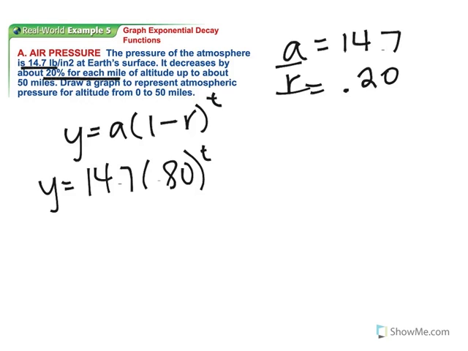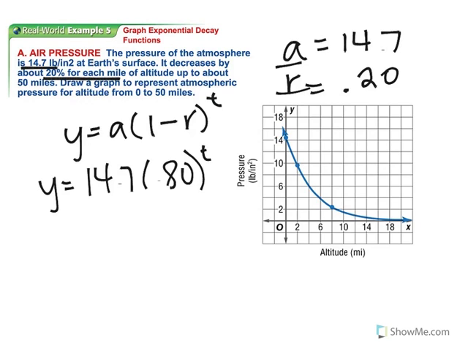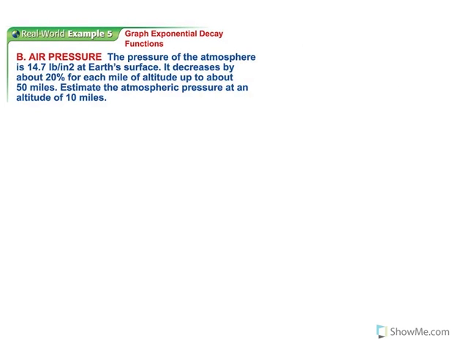Now again, we can use a table to graph this, or we can just put it into our graphing calculator. So here we can see our graph representing atmospheric pressure for altitude. Here's those two labeled. We can see that it's a decreasing graph, so we know it's a decay, and it starts at 0 and goes all the way up to 50 miles. But we can see that as we get higher, our asymptote gets closer and closer to 0. So it never touches, but it's going to be a very minuscule amount.